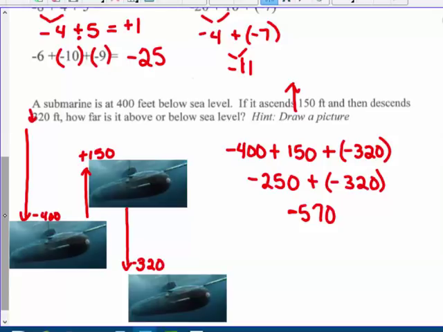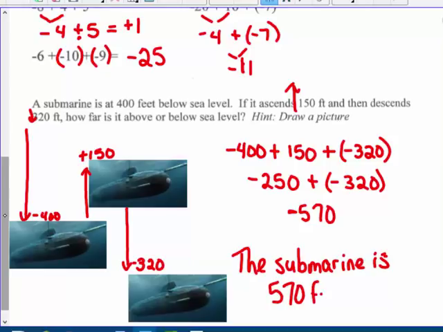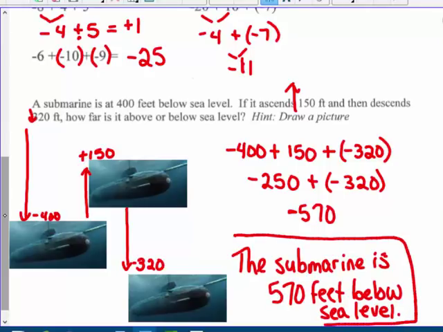But we're not going to say negative when we answer how far it is above or below sea level, because distance isn't negative. The integer that represents it is negative, but not the distance. The submarine is 570 feet, and by using the word below it means it's below sea level. So there's my answer that goes along with that word problem. The submarine is 570 feet below sea level. And that's it for today's video. We'll sing in class.